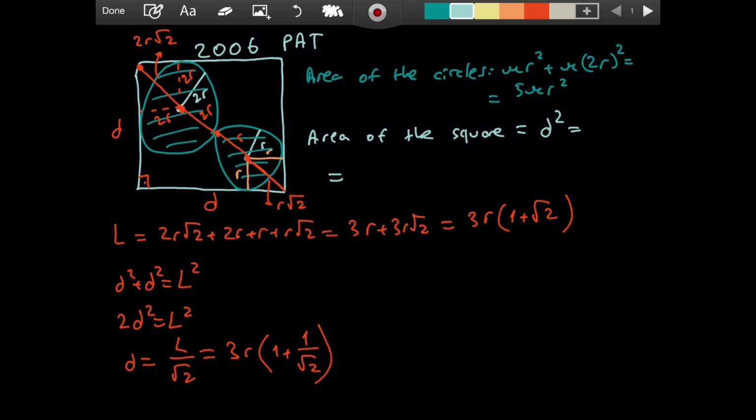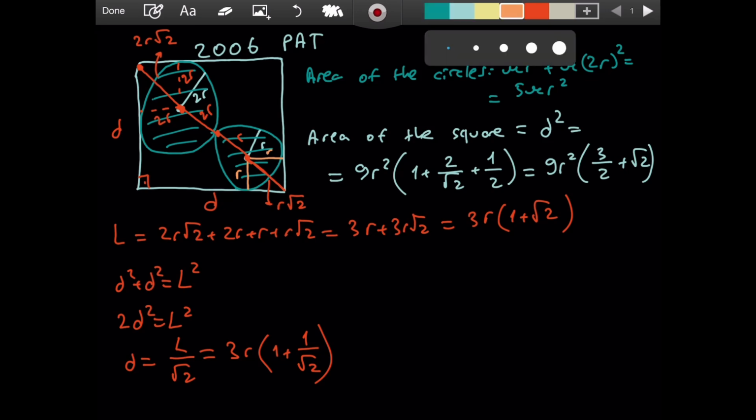And that's going to be 9r squared times (1 plus 2 over square root of 2 plus 1 over 2). Let's see. 1 plus a half is 3 over 2, plus 2 over the square root of 2 gives you square root of 2. Yep. And so for the ratio, for the fraction, let's write it in orange.